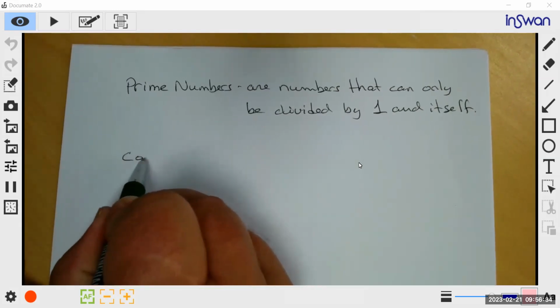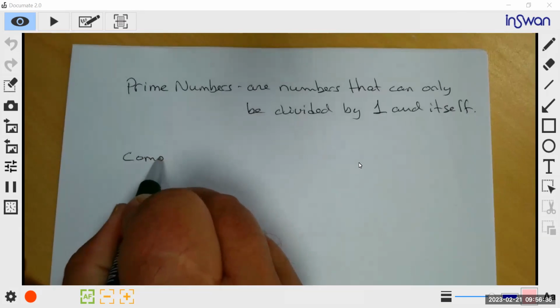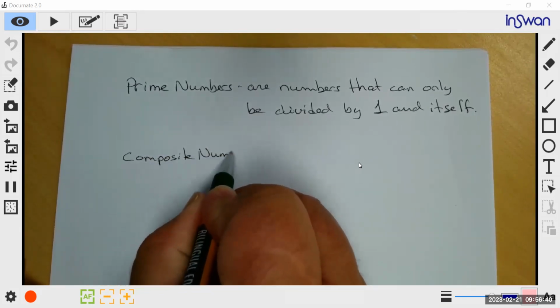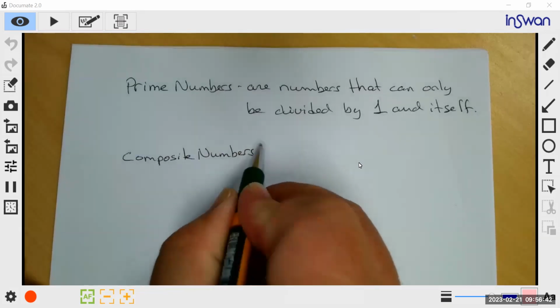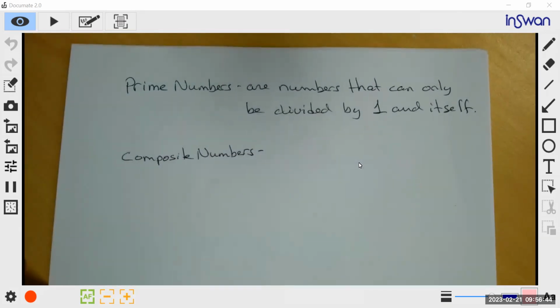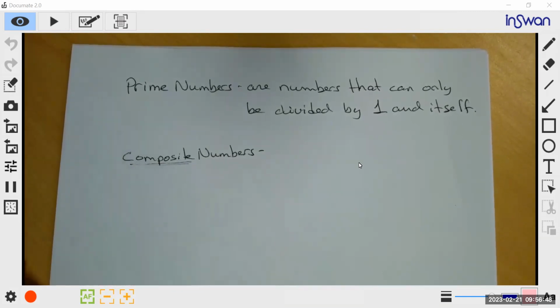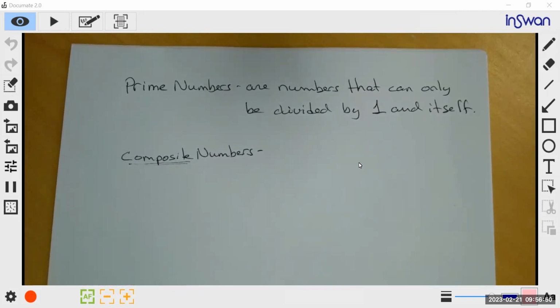Then we have the other half, the other side of numbers. Composite numbers. What is a composite? Composite material is something made up of other stuff.